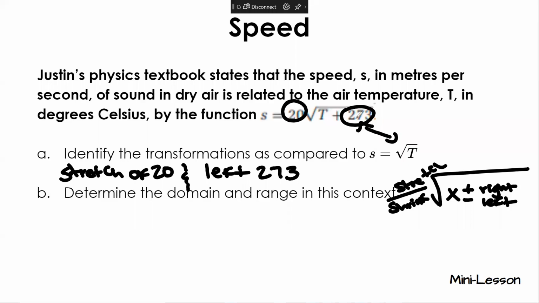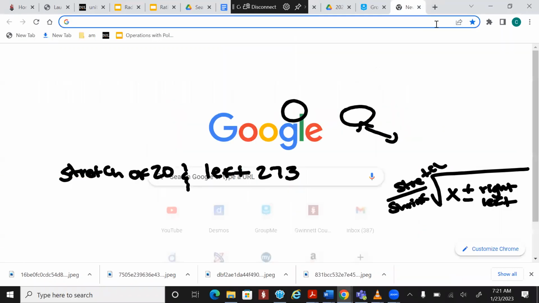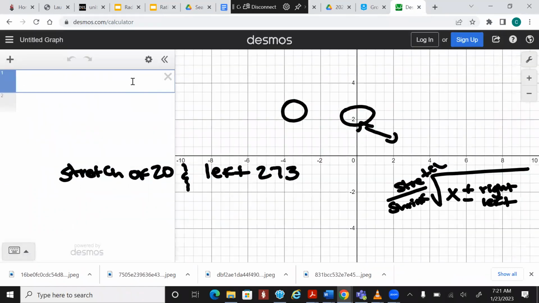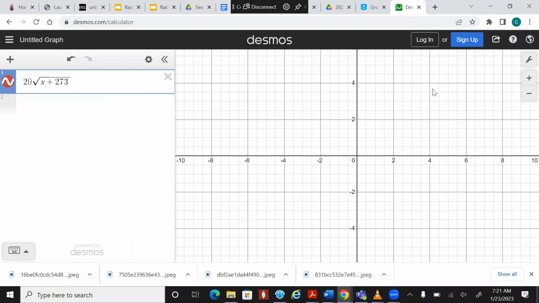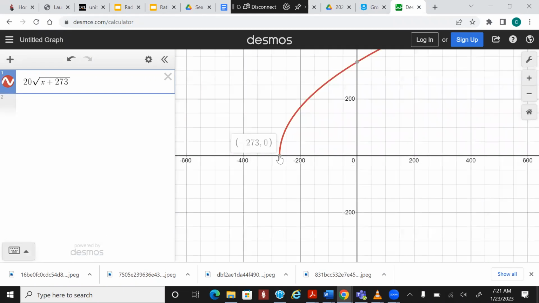Okay, so now what we're going to do is we're going to state the domain and the range in this context. Okay, so first I'm going to graph this one really quick. Now, when you graph this, you have to put an X instead of that T, okay? Unfortunately, Desmos does not read any other variable other than X, okay? Now, I don't see the graph. Well, that's because I have to zoom out in order to see it.